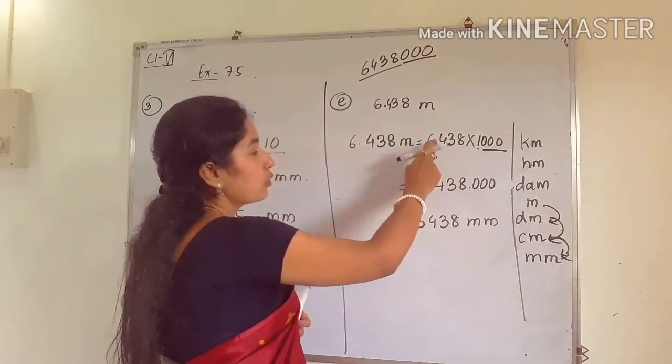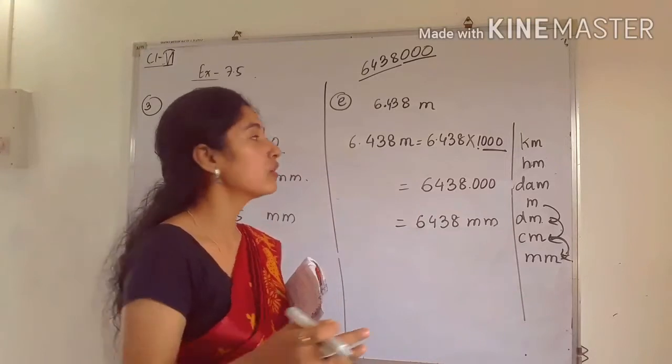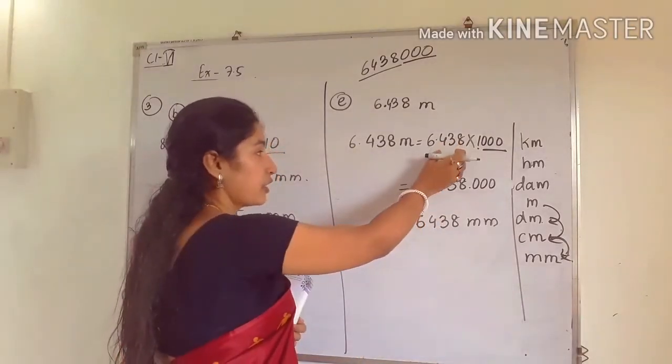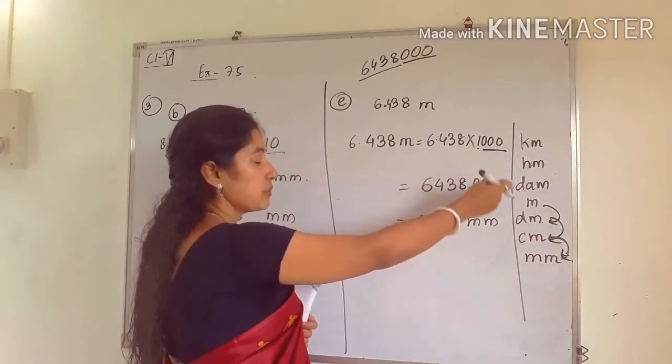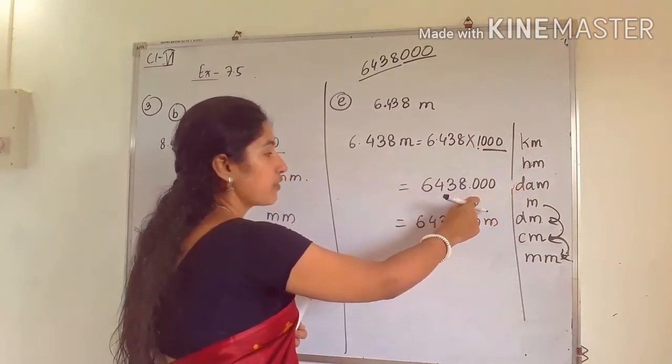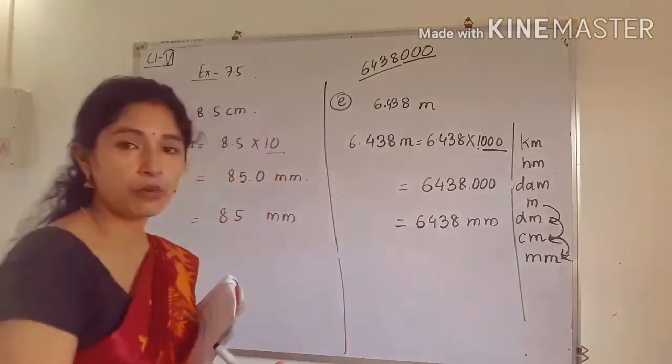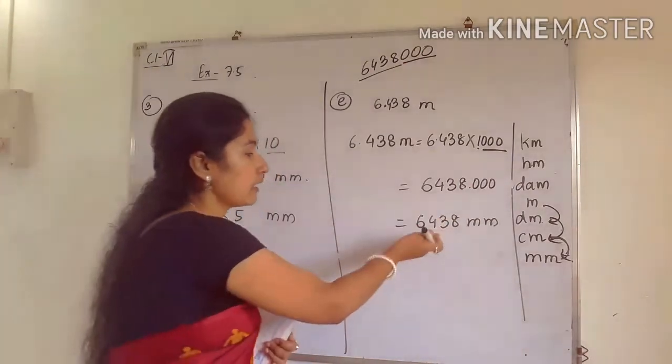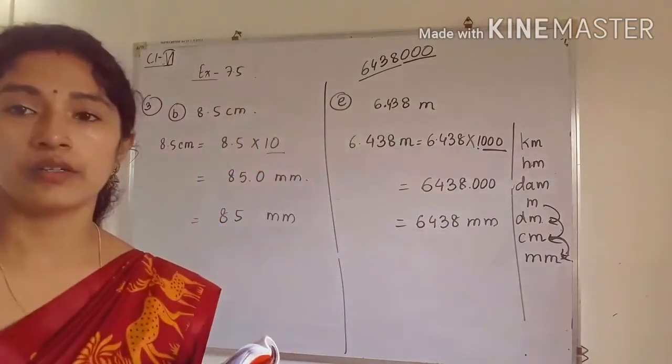So now we have to put the decimal point. So we have to count how many digits are there after decimal point. 3 digits are there. That means we have to count from the right side. 1, 2, 3. 3 places we have to go. Then we have to put the decimal point. Okay. So we can write directly 6438.